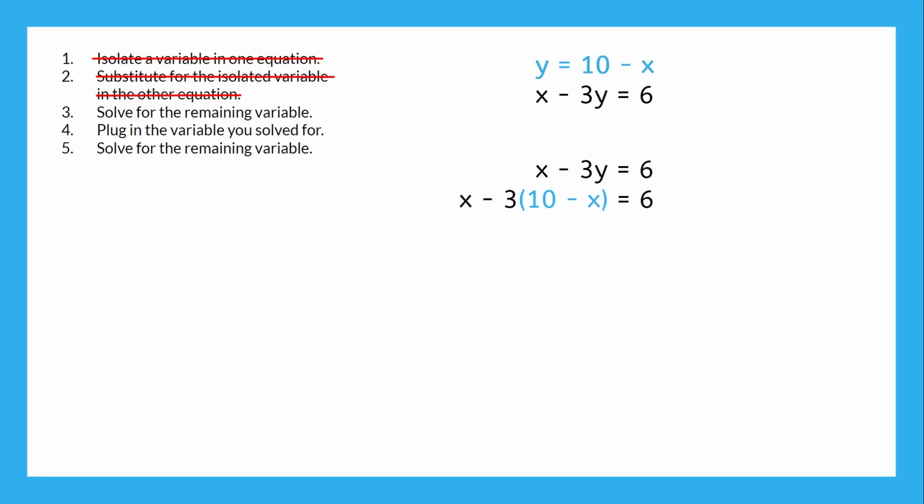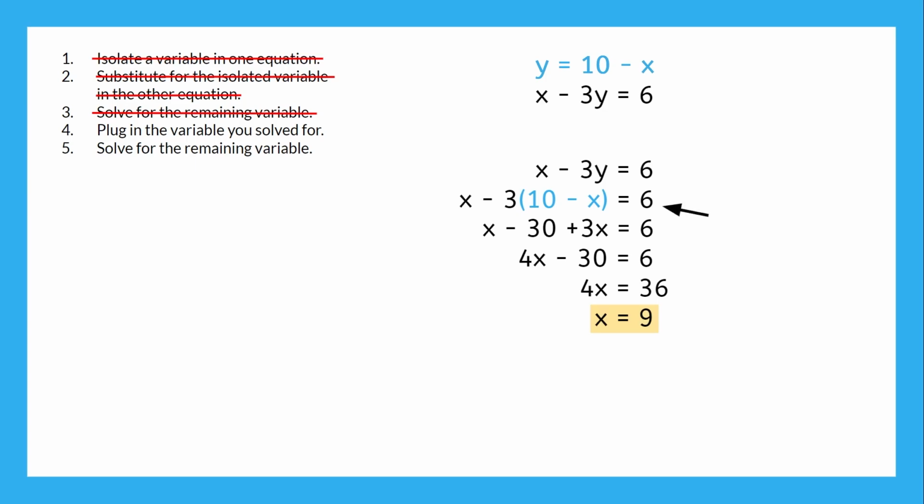We distribute the negative 3, combine like terms, add 30 to both sides, and finally divide by 4. Now we know that x has to equal 9 in our solution. Before we continue, notice what we did at this point here. We took the first equation and substituted it into the second equation, effectively combining both into one equation with a single variable. This is where the substitution method gets its name, all right?